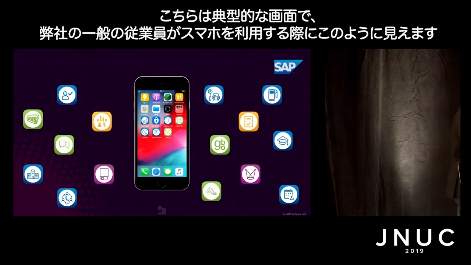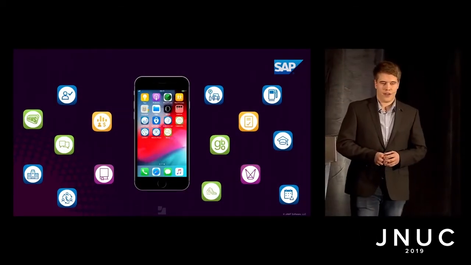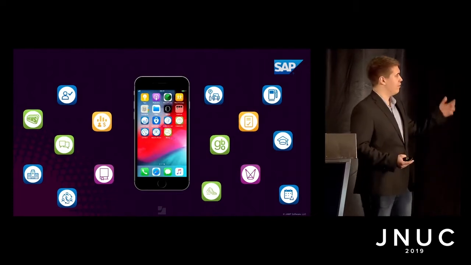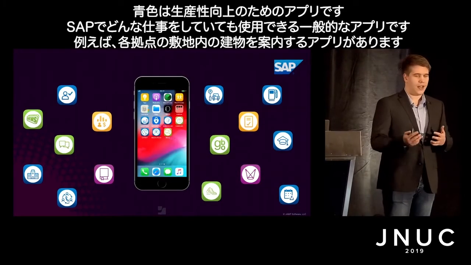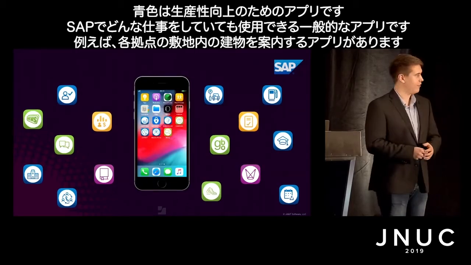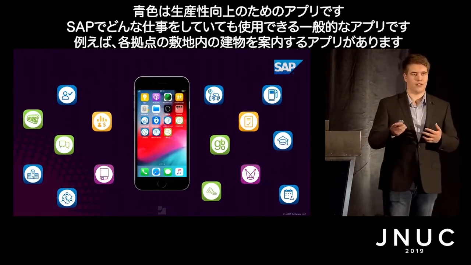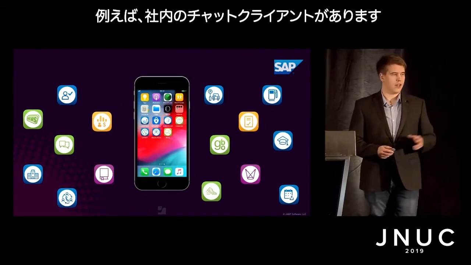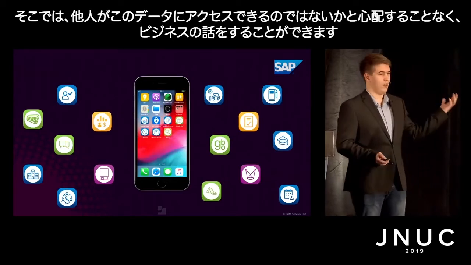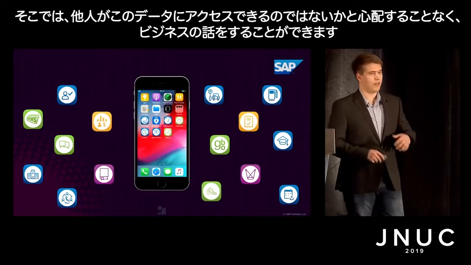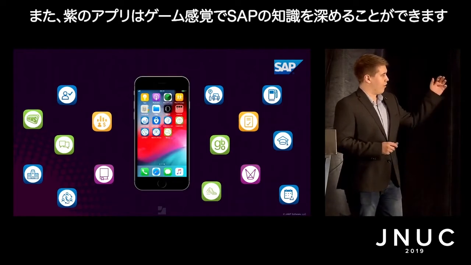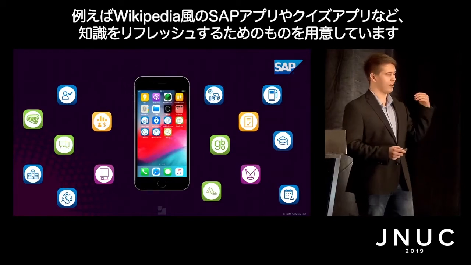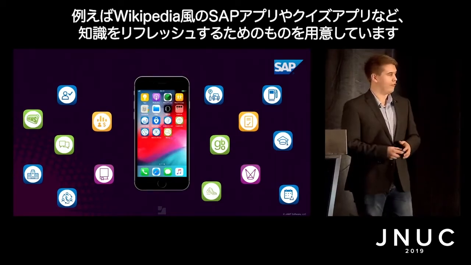This is a typical screen, how it looked for normal employees when they had their phone out. You can see a lot of apps on this slide. We have basically a color code for our apps, and there are 4 colors. The blue ones are productivity apps. They are more generic, so you can use them no matter what kind of role you have at SAP, like a campus app, for example, where you can see buildings for different locations. You can just open that one and search for something. The green ones are communication apps. We have an in-house chat client, for example, where you are allowed to actually talk about business stuff without being worried that someone else could access this data. Then we have our purple apps, which are more like a game style to get your knowledge fresh about SAP. We have like a Wikipedia for SAP or a quiz app, just to get your mind freshened up.